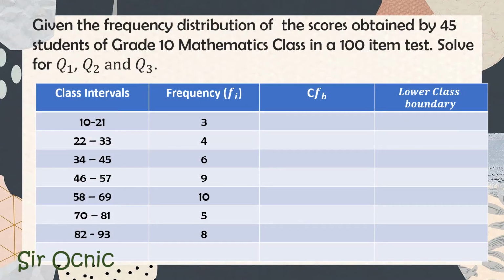Given the frequency distribution of the scores obtained by 45 students in a mathematics class in a 100-item test, solve for Q1, Q2, and Q3. Let us first identify the total number of frequencies based on the frequency distribution. We have 3 plus 4 plus 6 plus 9 plus 10 plus 5 plus 8, which is equal to 45.